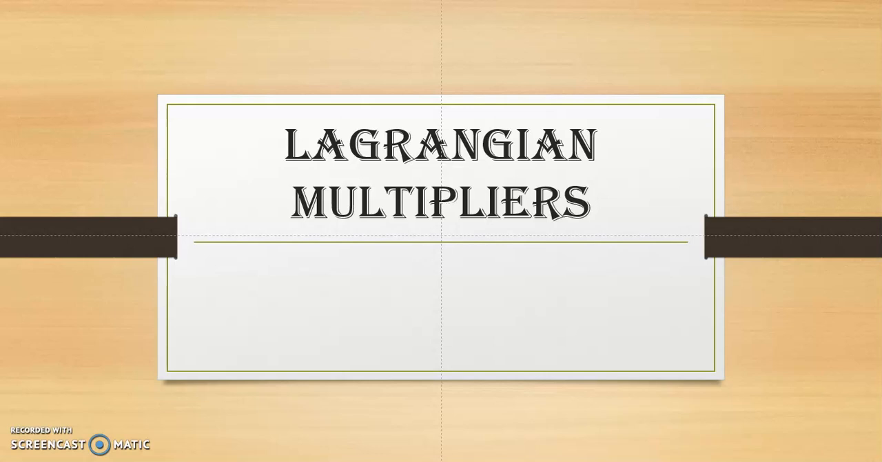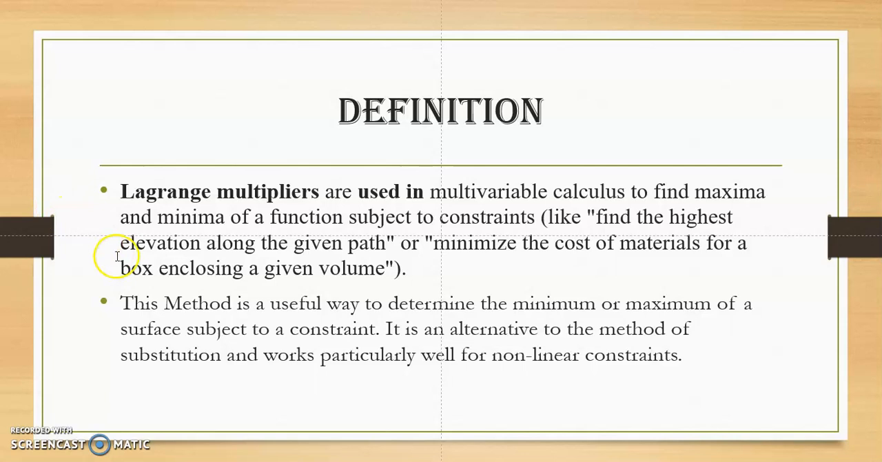Today I am going to take the topic on Lagrangian multipliers. The Lagrangian multiplier definition, we are going to see the definition now. Lagrangian multipliers are used in multivariable calculus to find the maximum and minimum of a function subject to the constraints, like find the highest elevation along the given path or minimize the cost of materials for the box enclosing a given volume. This method is a useful way to determine the minimum or maximum of a surface subject to a constraint. It is an alternative to the method of substituting and works particularly well for nonlinear constraint.